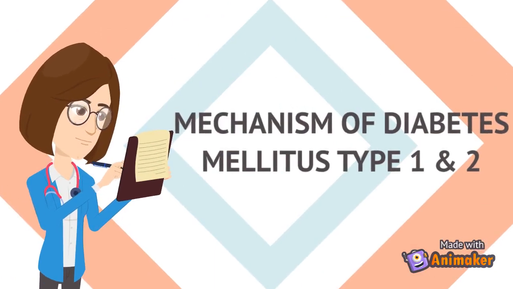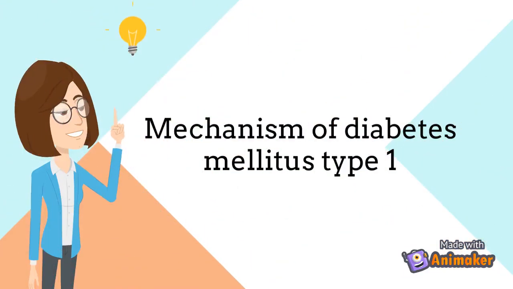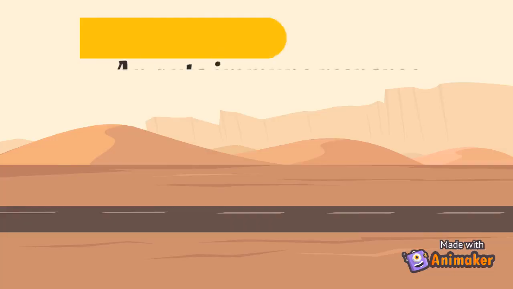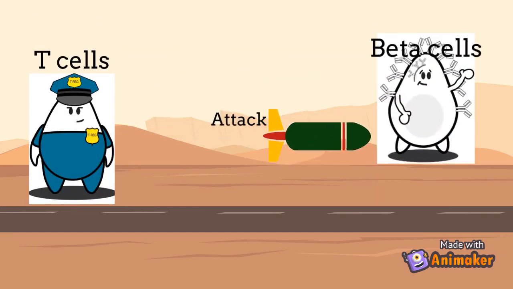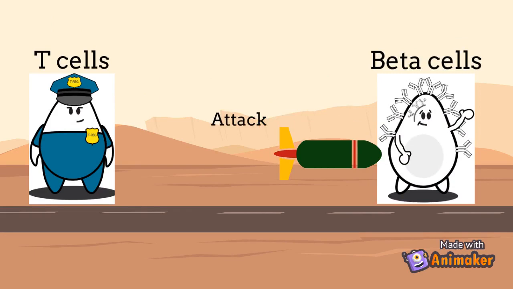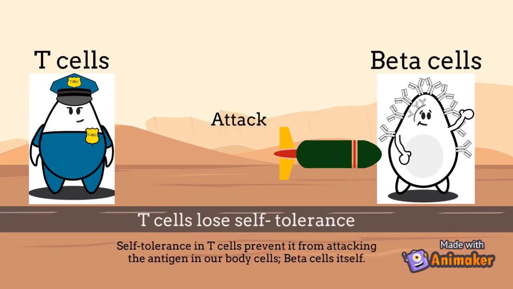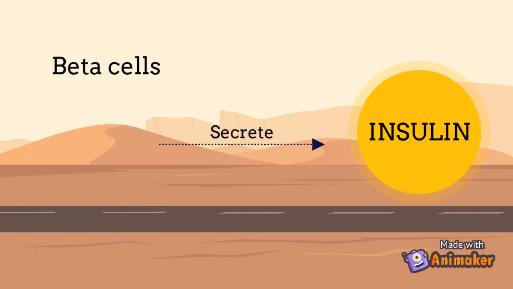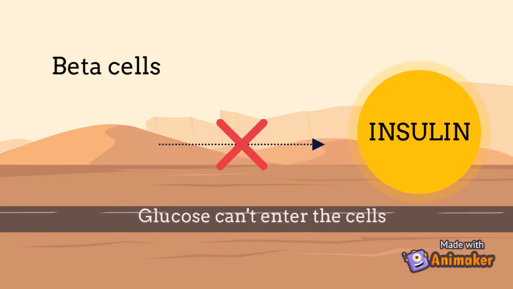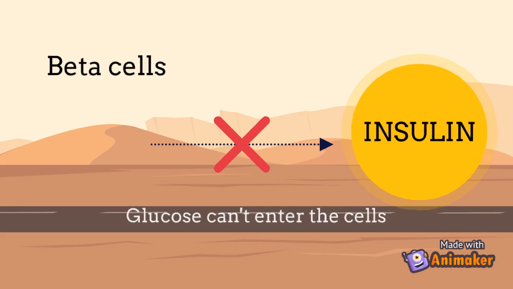Mechanism of diabetes mellitus type 1 and 2. Mechanism of diabetes mellitus type 1. Type 4 hypersensitivity is a cell-mediated immune response that will give a signal to T cell. T cell will attack beta cell in the pancreas. Genetic abnormality causes T cell to lose its self-tolerance. Self-tolerance will prevent T cell from attacking antigens in our body, that is the beta cells themselves. The amount of beta cells will decrease. This will result in less or no insulin production at all. As there is no insulin, glucose cannot enter the cells.